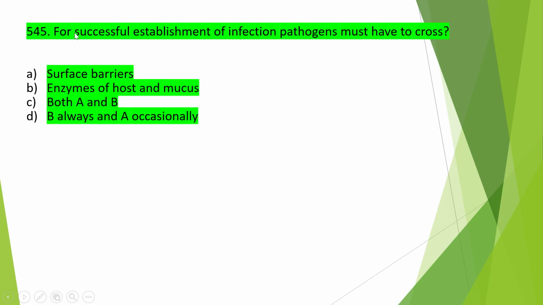So the next one is, for successful establishment of infection, pathogens must have to cross option A surface barriers, option B enzymes of host and mucus, option C both A and B, or option D B always and A occasionally. So the right answer is option C, that is both A and B, that means surface barrier and enzymes of host and mucus is the right one. So for successful establishment of infection, pathogens must have to cross surface barrier and enzymes of host and mucuses.